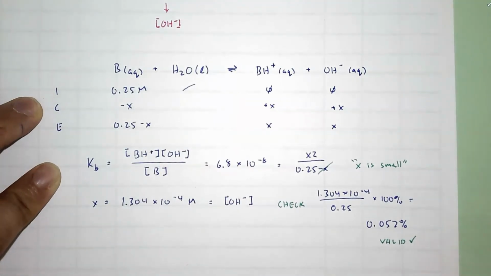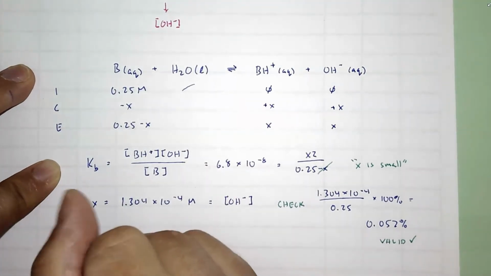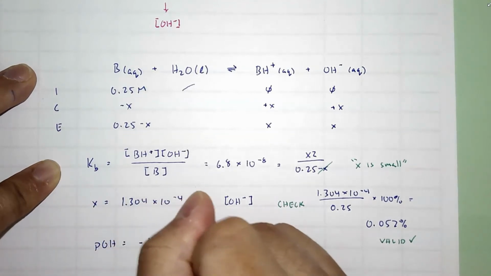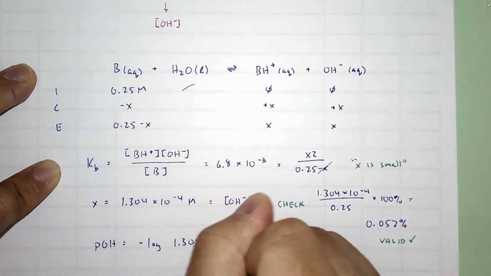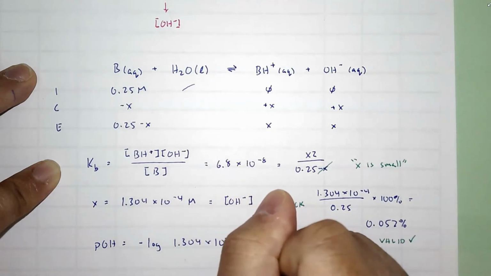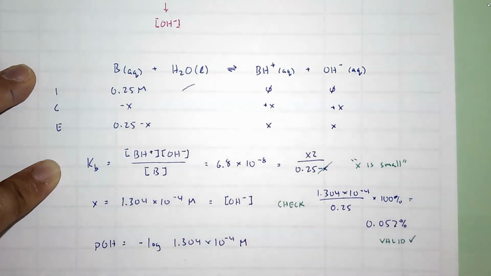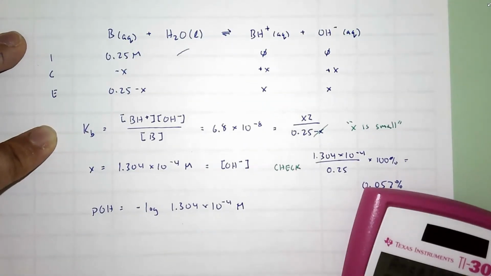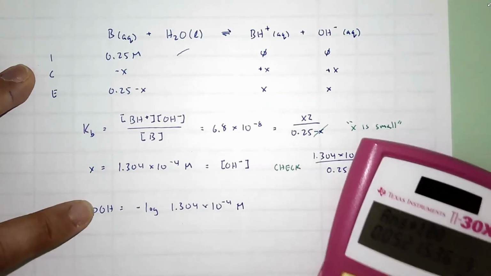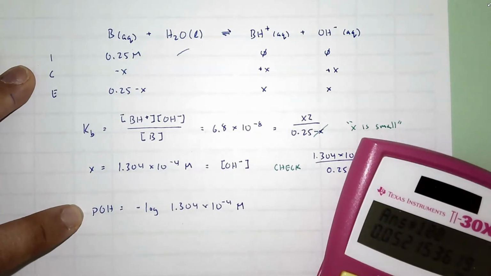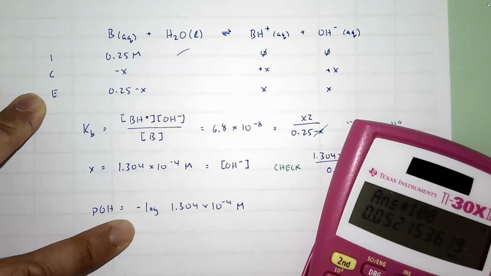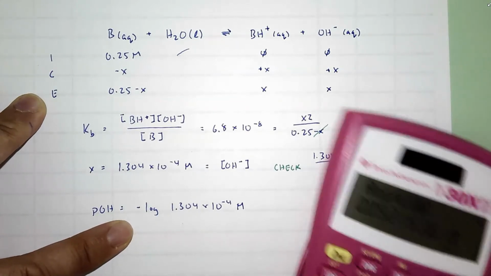Okay, awesome. I think we're almost there. The pOH equals negative log of 1.304 times 10 to the minus 4. I am working kind of fast because this is the easier of the two problems, and I'm a little worried that the second problem might take a long time. So you're always free to rewind and pause. What am I doing?